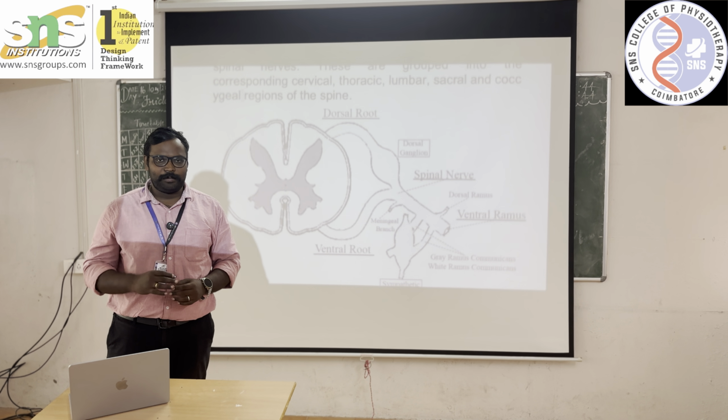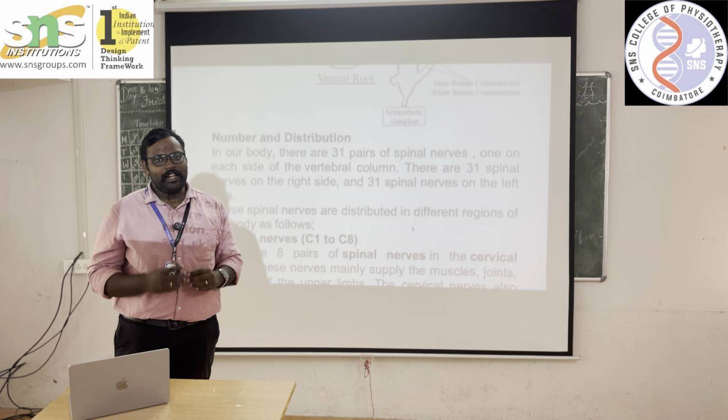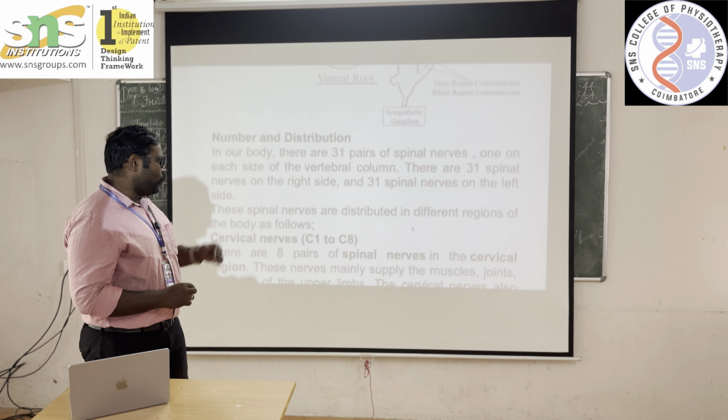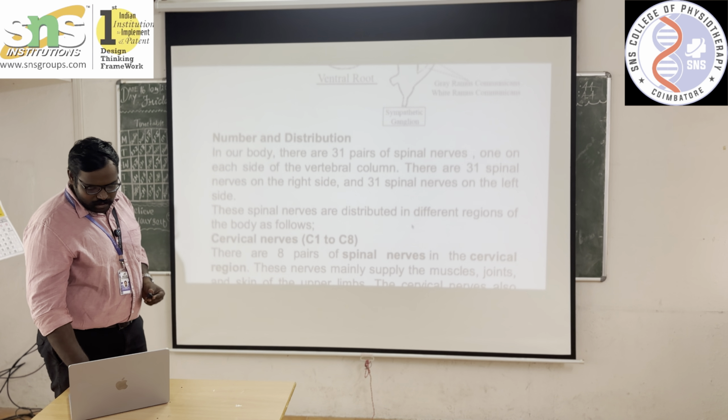Now look at the slide. We have 31 pairs of spinal nerves. What do we mean by pairs? 31 pairs means we have 62 spinal nerves. One set of 31 goes to the right side and one set of 31 goes to the left side. So this is an equal distribution in the spinal cord, based on the segments of the spinal areas. Now we are going to see the segment-wise division.